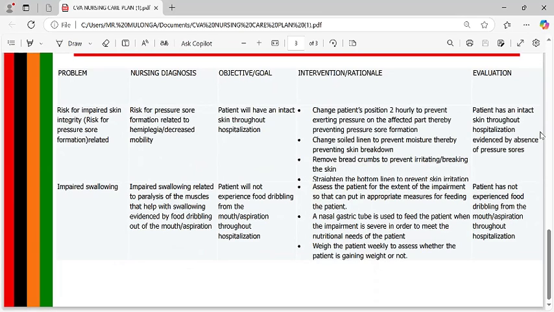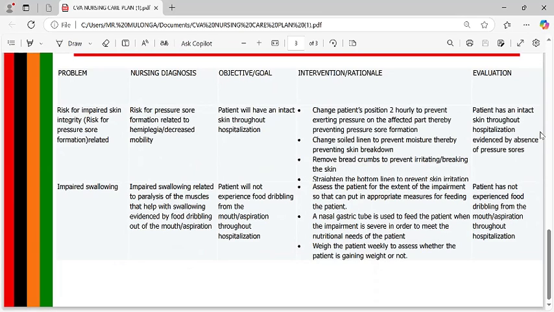So we move to nursing diagnosis. So our nursing diagnosis is impaired swallowing related to paralysis of the muscles that help with swallowing, evidenced by food dribbling out of the mouth or aspiration. So what we are saying here is that the patient will not be able to swallow properly.